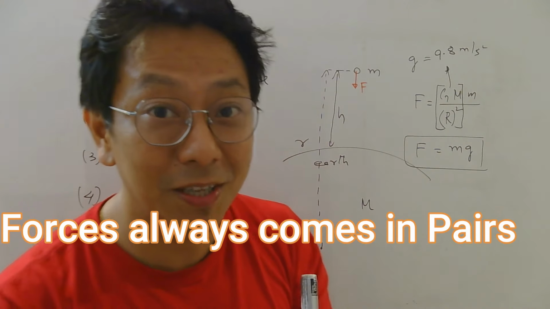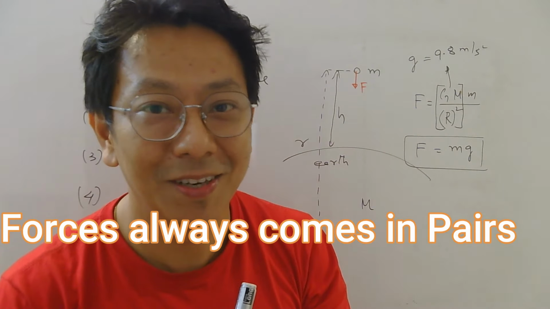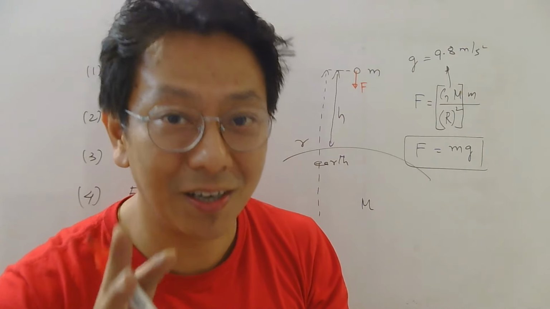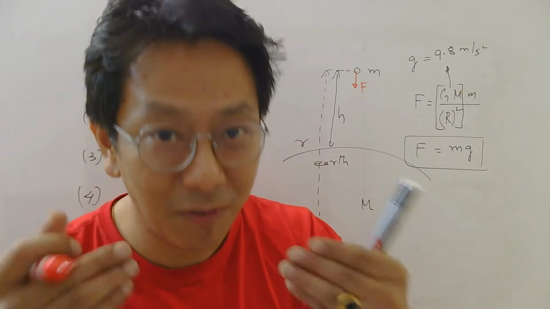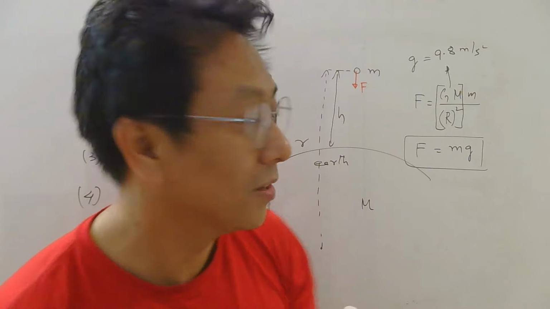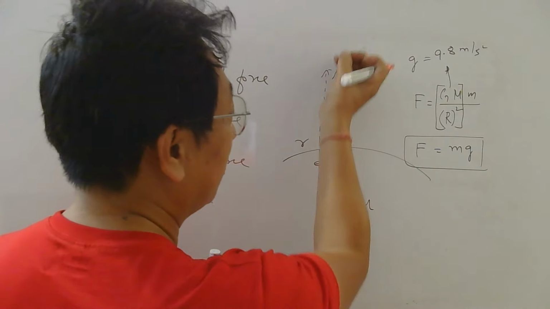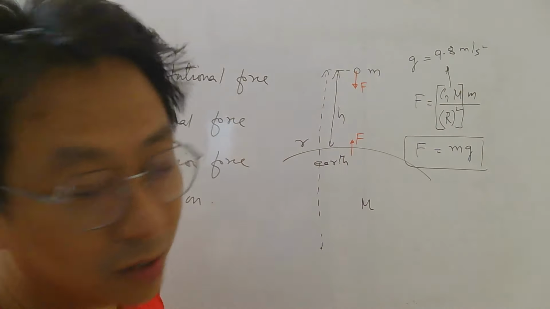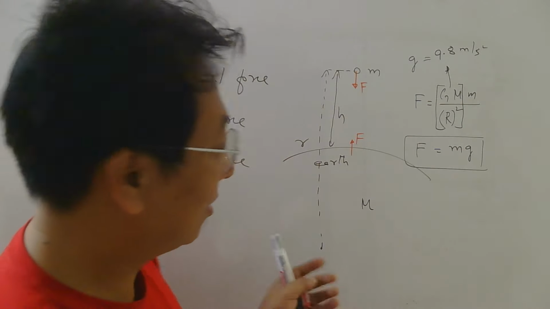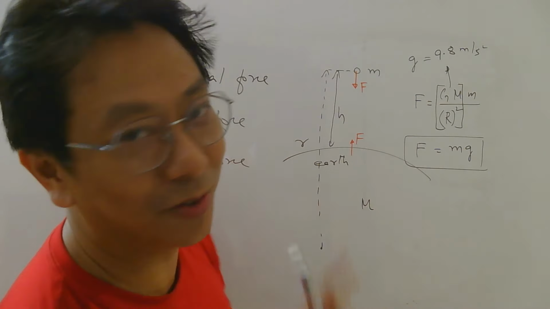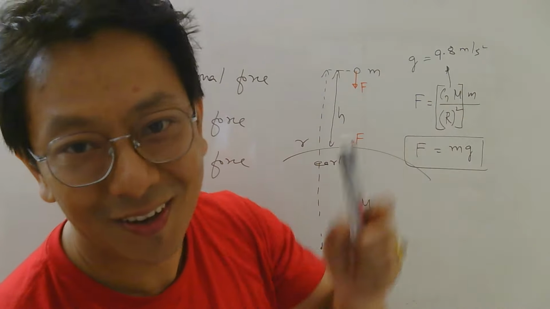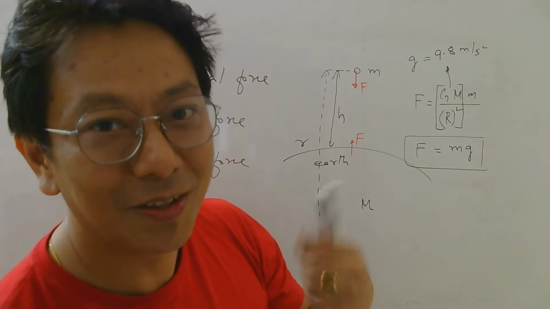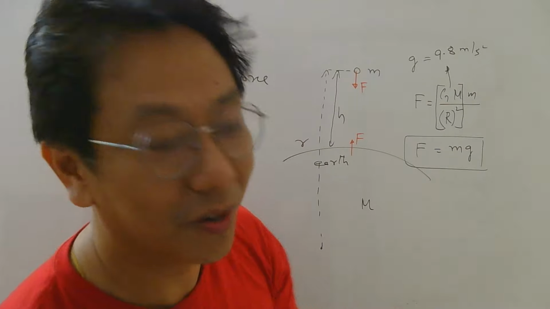Forces always come in pairs. Remember it, okay? Forces always come in pairs according to Newton's third law. So if I push you, I will also feel a force from you. So if earth is pulling the body down, the body is pulling earth up. Of course, because of earth's huge mass, earth will not accelerate due to this force. So when you drop a chalk, earth will not go up, chalk will come down because chalk's mass is less. So therefore acceleration will be more.